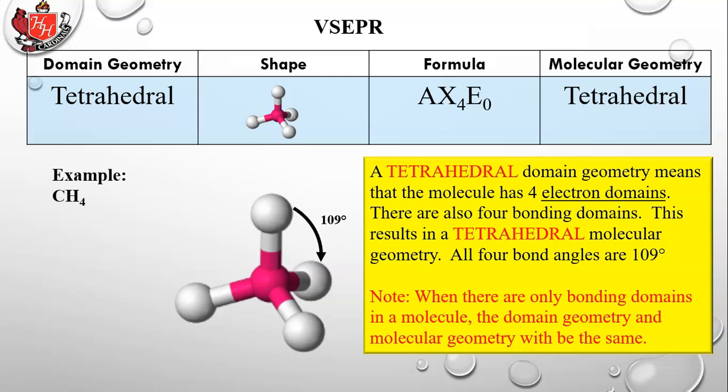So again, that note down below: when there are only bonding domains, as there are here in the molecule, the domain geometry and the molecular geometry will be the same. So the tetrahedral domain geometry means there's 4 electron domains, either bonding or non-bonding. Tetrahedral molecular geometry specifically means all 4 are bonding. You don't see any lone pair there. So that's AX4 for the 4 bonding domains, and E0 meaning there's no lone pair or non-bonding domains.